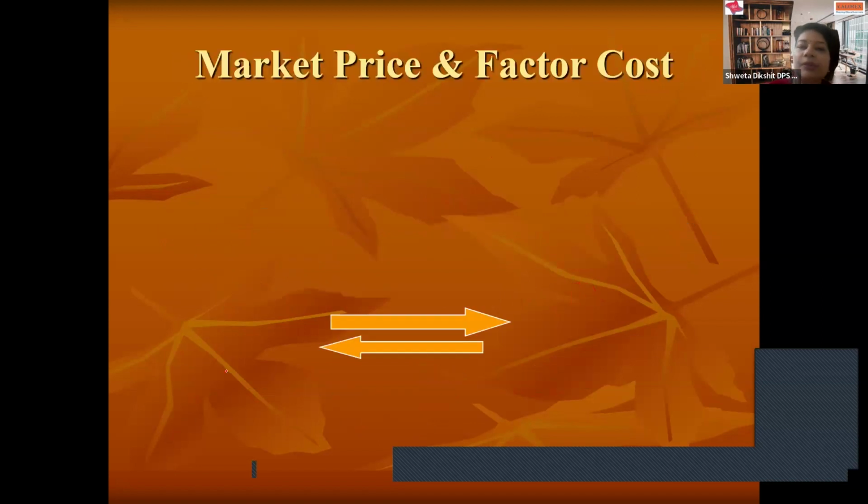Then comes the difference between market price and factor cost. You must have seen GDP at MP and GDP at FC. At this stage, you are very much aware of it. What is MP and what is FC? Even then, I would like to introduce this to you. MP refers to the market price, that means anything's market value, whereas factor cost just talks about the factor value.